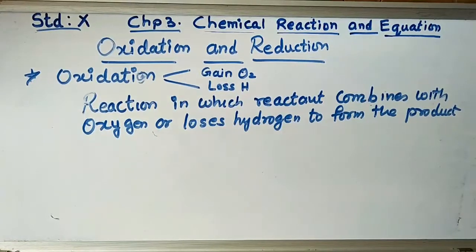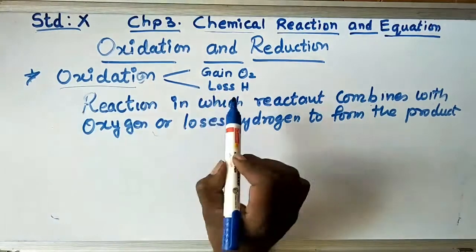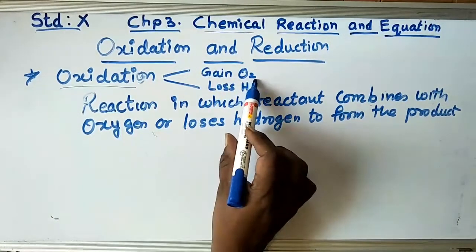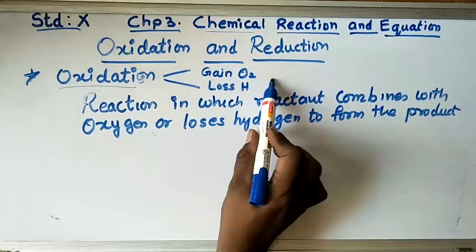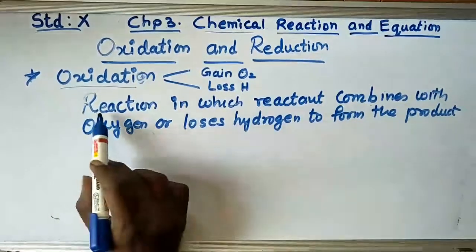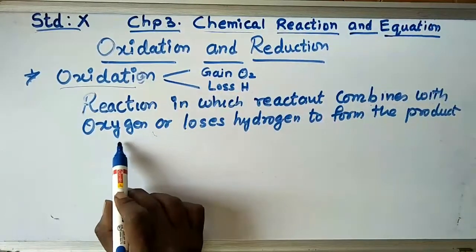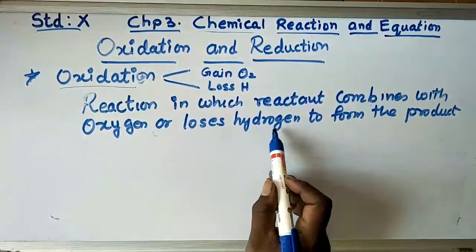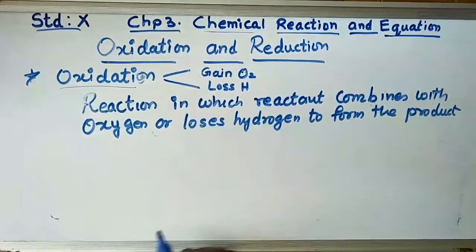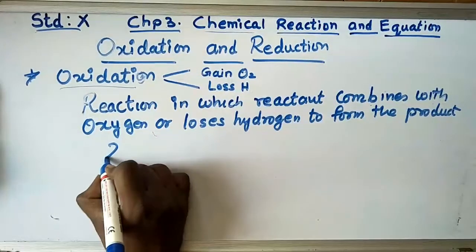Oxidation and reduction reaction. Now let us discuss what we mean by oxidation and reduction reaction. There are many types of substances which give reactions. We call them oxidation and reduction. Oxidation means gaining oxygen or loss of hydrogen. A reaction in which reactants combine with oxygen or lose hydrogen to form the product. Let us take some examples.